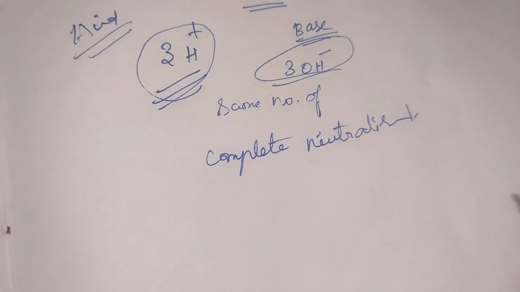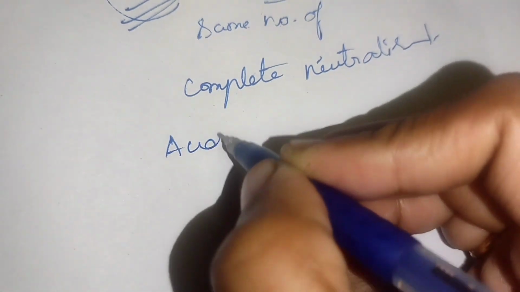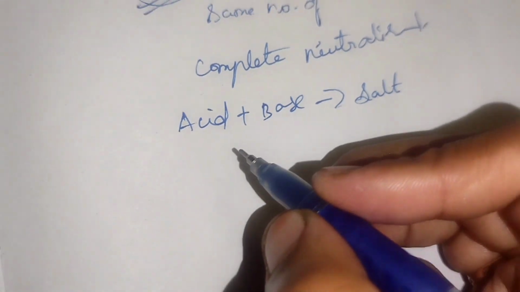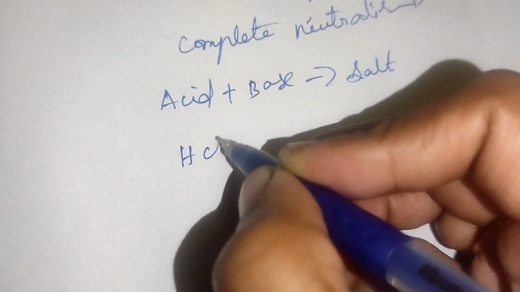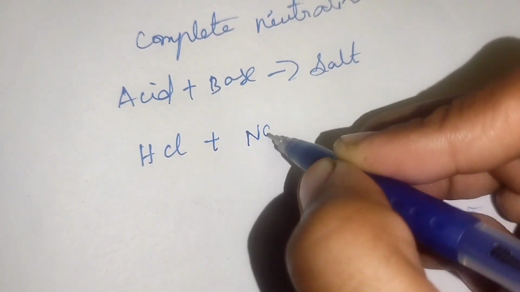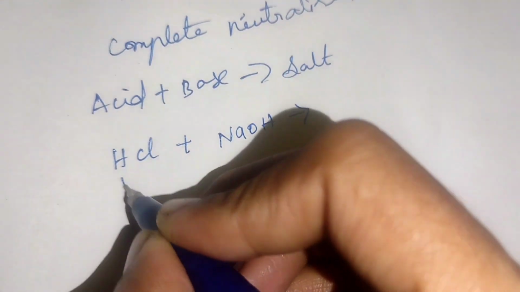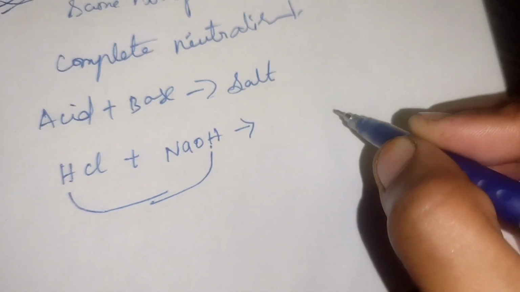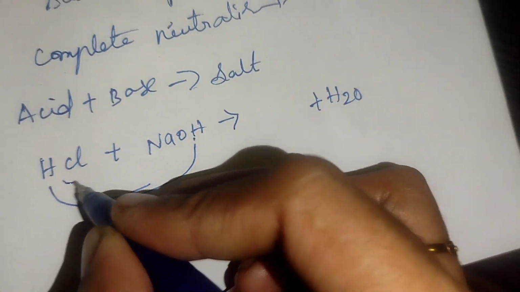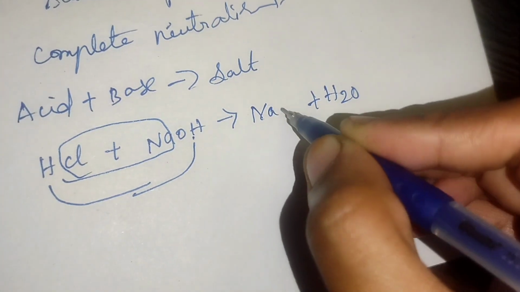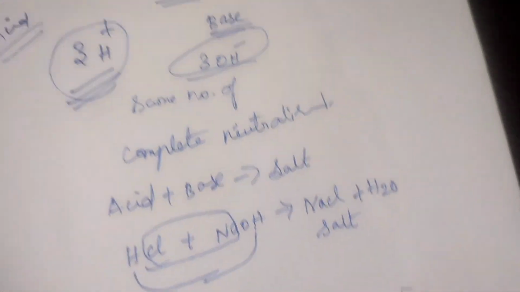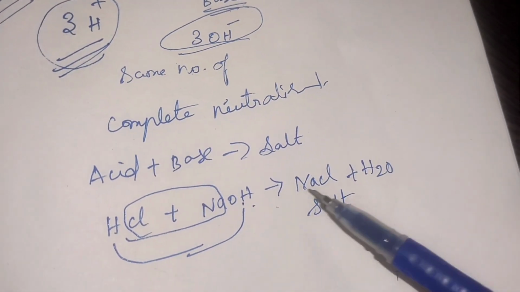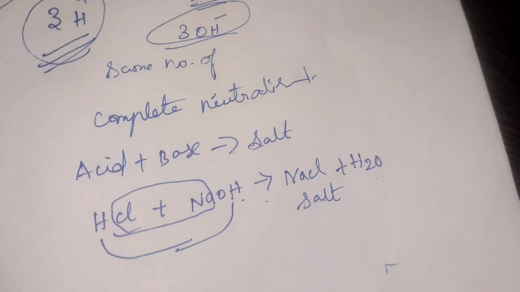So I will give an example here. What I said: acid is reacting with base and it gives salt. For acid, I am taking HCl, and for base, sodium hydroxide, NaOH. This H plus is neutralized by this OH minus and it forms H2O, and the remaining Na plus and Cl minus join with each other and form salt. So finally, acid plus base gives salt and water. This process is known as the neutralization process.